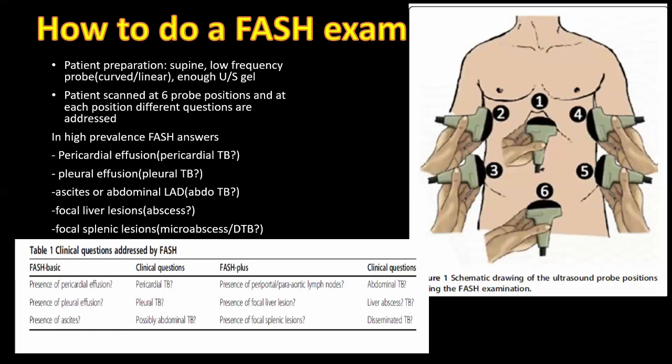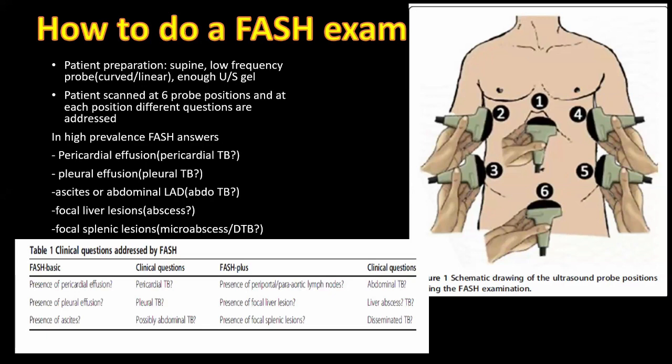We want our patient supine. We want to use a curved or linear probe. We want to have gel, and then we want to look at the 6 positions in the diagram, and we want to ask ourselves: is there pericardial effusion? Is there pleural TB? Is there ascites or abdominal lymphadenopathy? Are there liver or splenic lesions?